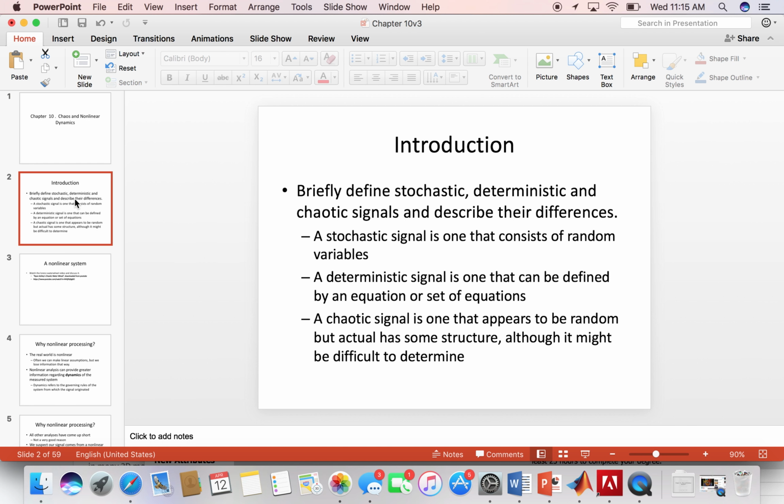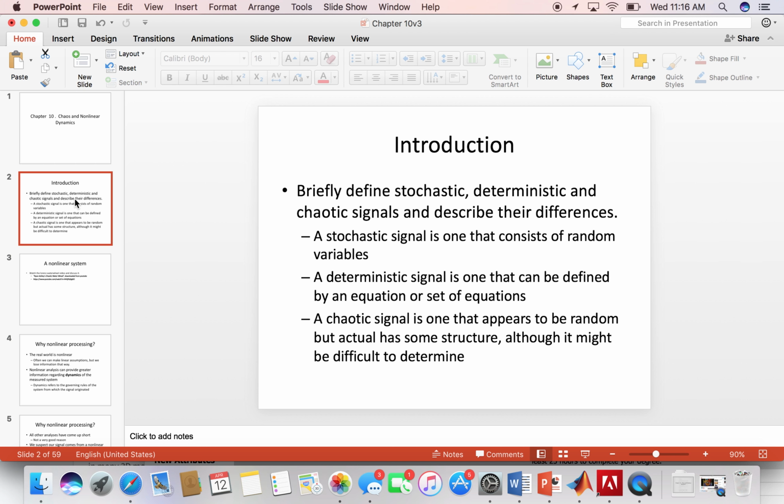A deterministic signal is one that can be defined by an equation or a set of equations. Now, these may be complicated equations, they may be very high order equations, but we could eventually reproduce a deterministic signal if we were able to find the correct defining set of differential equations.